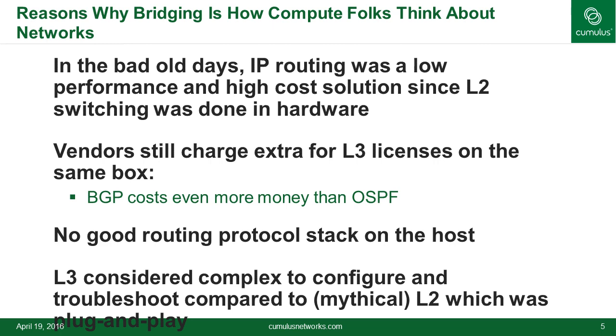And today, if you think about it, vendors still charge extra for L3 licenses on the same box. And if you choose to use BGP, which is becoming the de facto protocol inside the data center, people charge even more than for using OSPF. Also, there is no good routing protocol stack on the host because routing and switching has been pretty much a vendor specific entity so far. The final thing, of course, is that L3 has always been considered complex to configure, and L2 was always easy, though that is mythical, because it was just plug and play.